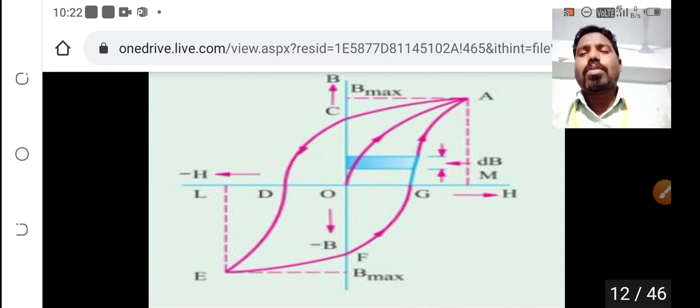So this is about the hysteresis. It can be useful to evaluate a good magnetic material for our purpose, to design a suitable magnet for our need. Whatever magnet we need, what characteristics it must have, all this will be analyzed by this hysteresis.